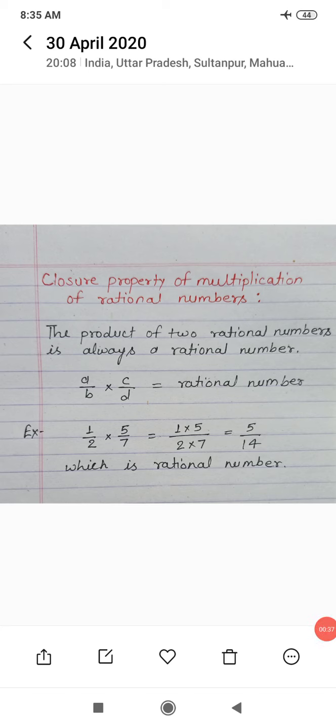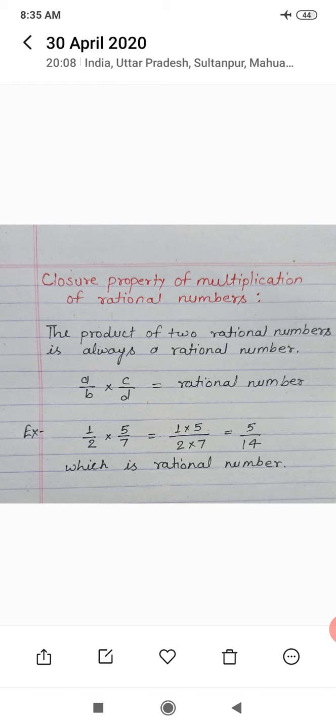Let's start. Closure property of multiplication of rational numbers. The product of two rational numbers is always a rational number. If a/b and c/d are any two rational numbers, then a/b × c/d is also a rational number.